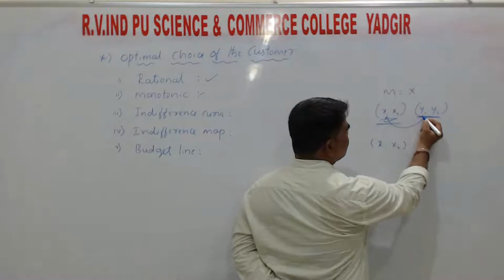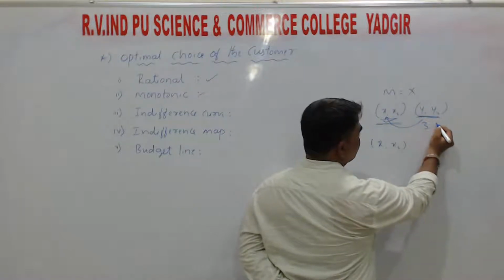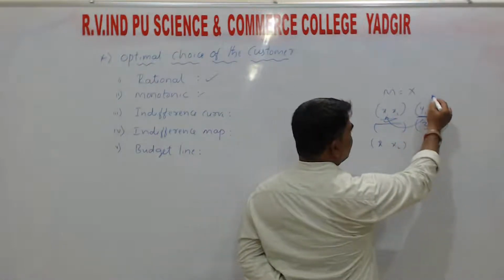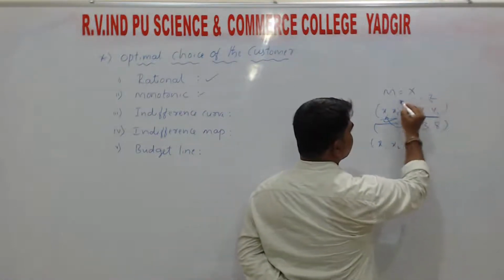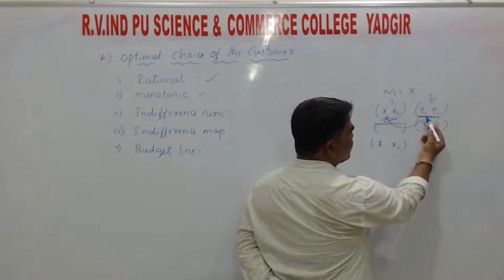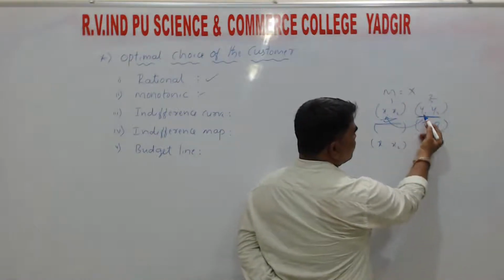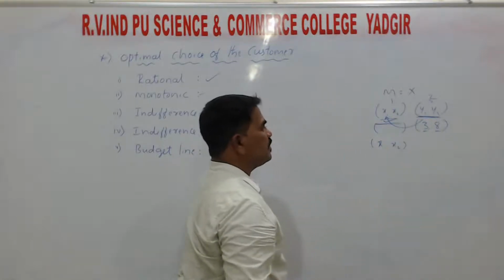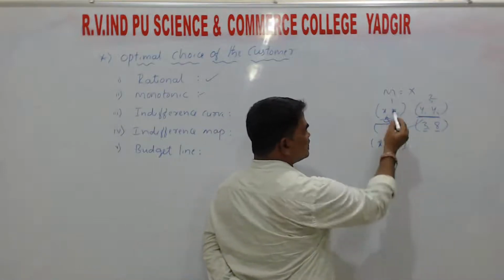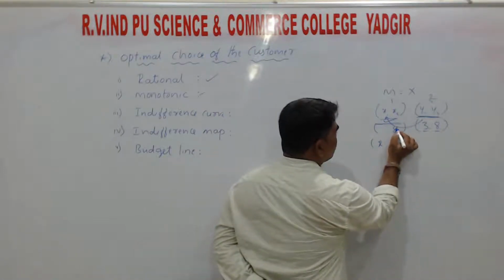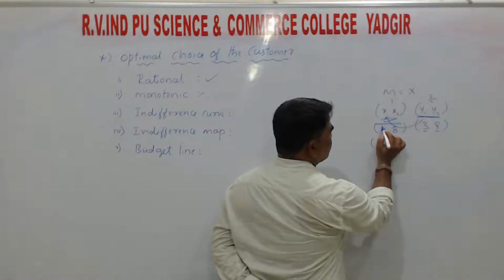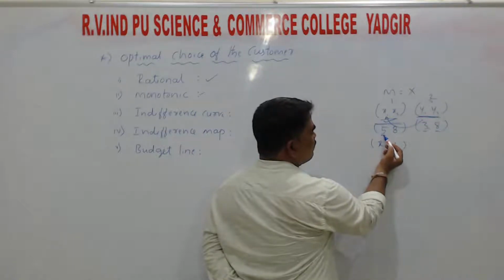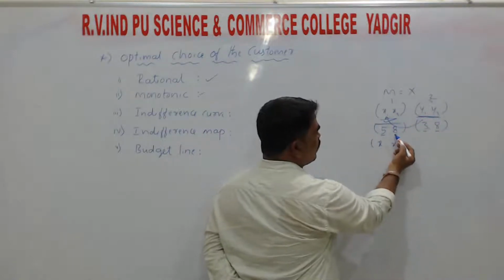What I mean to say here is we have 3, 8. I number here this second bundle and this is first bundle. Second bundle has two goods. The first good, the quantity is 3 and second good, the quantity is 8 here. This is second bundle. And first bundle, we have x1 5 in quantity, x2 8 in quantity.